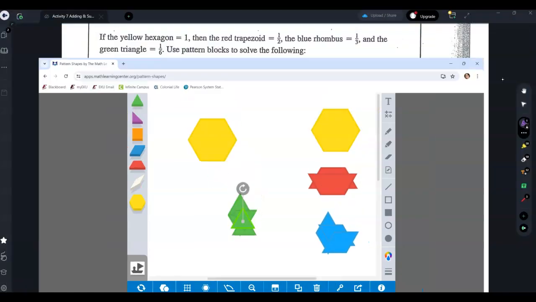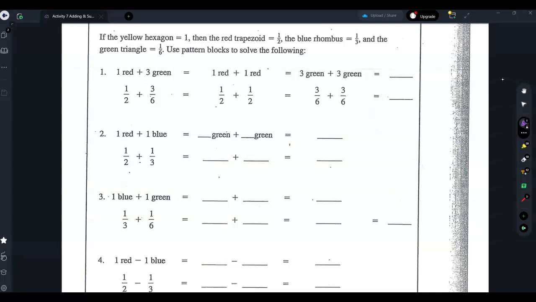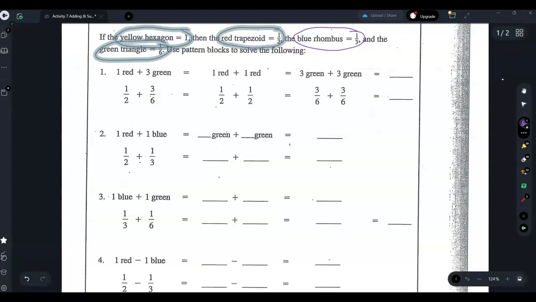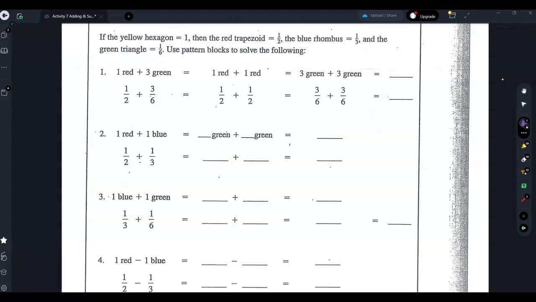So as long as we don't change the fact that the yellow hexagon is equal to a whole, then these values won't change. The red trapezoid is equal to a half, the blue rhombus is a third, the green triangle is a sixth. So we're going to use those values to add some fractions. So let's suppose that we were just given a simple fraction addition problem.